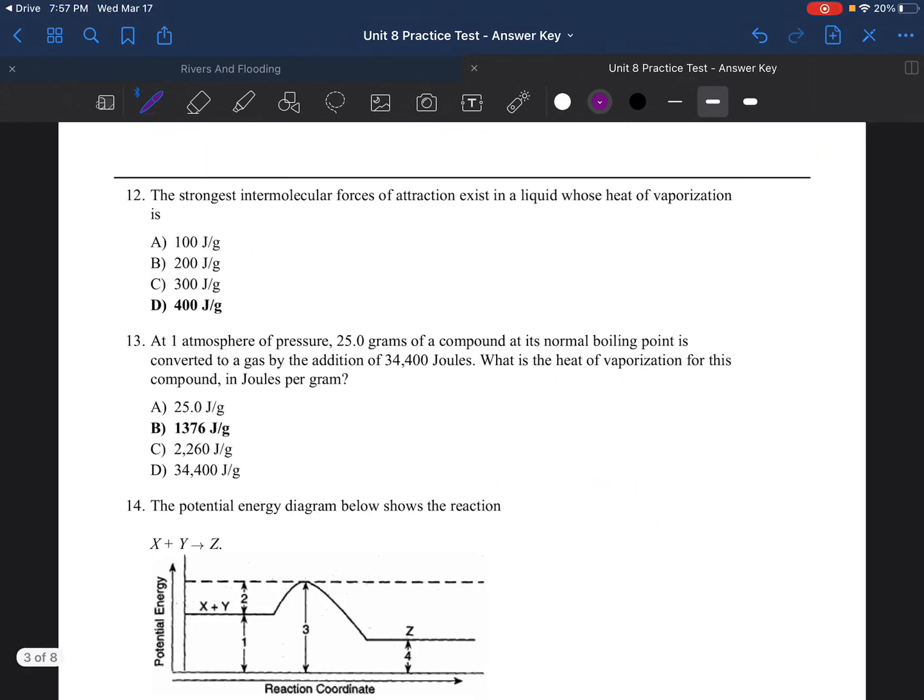All right, 12. The strongest intermolecular forces of attraction exist in a liquid whose. So this is just thinking about what it means to have strong intermolecular forces. The stronger the intermolecular forces, the less likely you are to break apart and volatilize, which has to do with vaporization. So, the stronger the forces, the less likely to turn into a vapor, so it's going to take more energy to break it apart. So here is just the most energy per gram of substance.